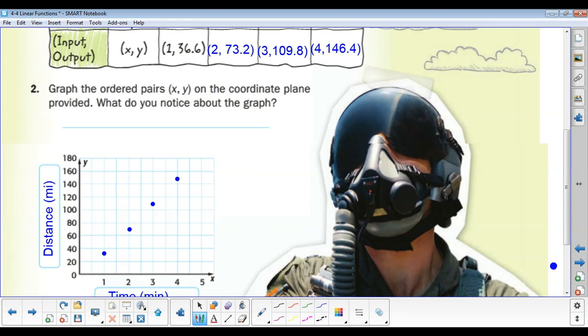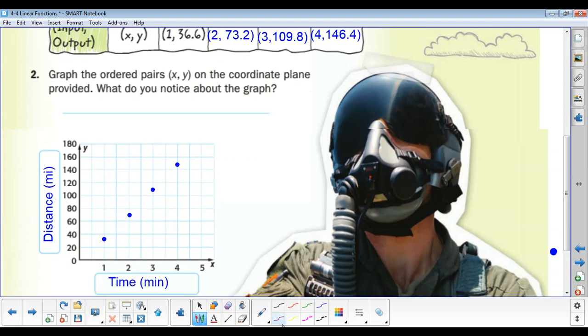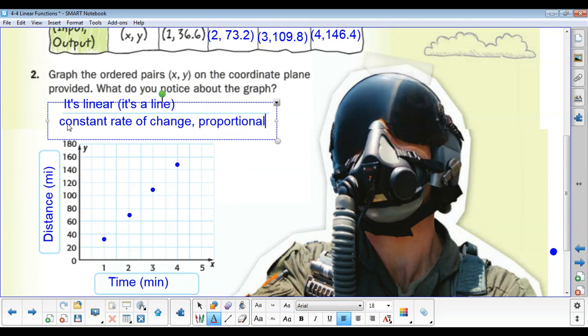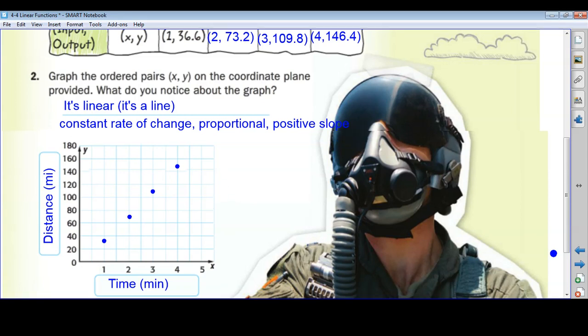Then it asks us, what do you notice about the graph? All right, kids, what do you notice about this graph? Well, hopefully you notice that it's linear, meaning it's a line. That also means that we have a constant rate of change. It happens to be proportional. It has a positive slope. These are all different words that you could use. Now, do I expect you to have all of them? No, but different students might have answered differently. So there are some possibilities.